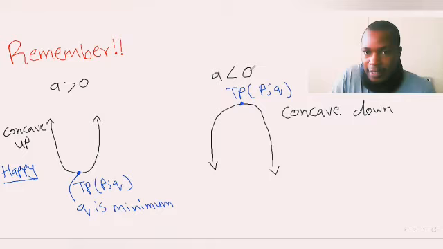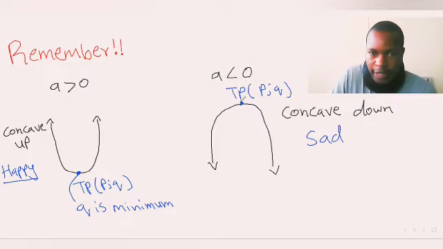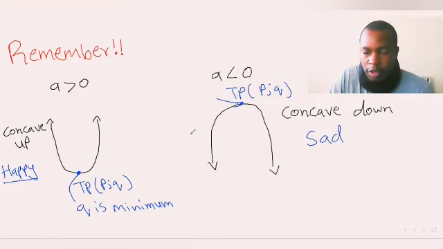If A is less than 0, so that would be if A is negative, you get the concave down. So that would be the concave down over there. So now this in itself would be a sad face, and it would then make the y coordinate of the turning point a maximum. So Q would be a maximum.